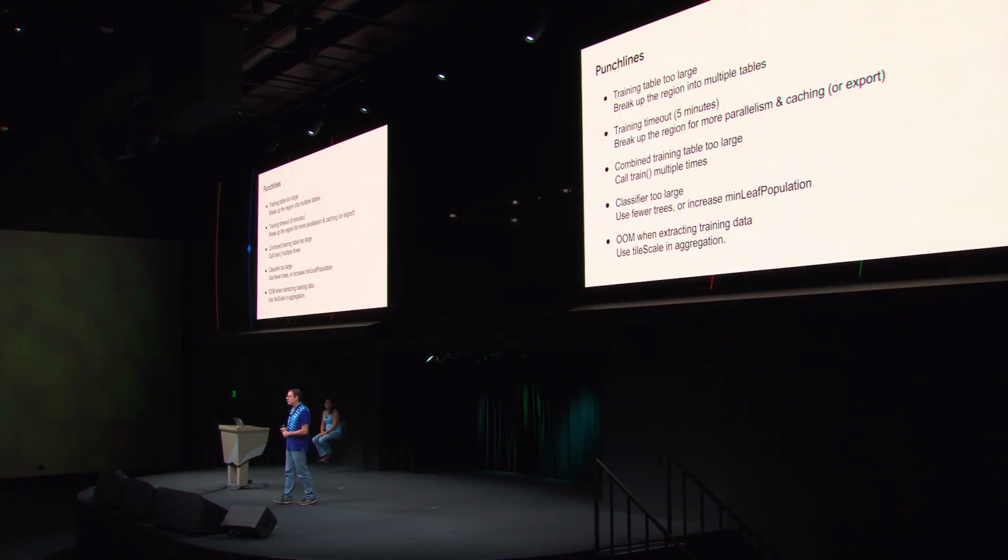If your combined training table is too large, you can call train multiple times. If your classifier is too large, now you've got some problems. Your main solutions here are simply you need to make your classifier smaller by perhaps specifying a smaller number of trees, or specifying for it to stop bifurcating at some limit. And that argument's called min leaf population. In random forest, often it will just keep splitting the forest until you've got one pixel in each bin. And that can end up with a very large tree, which takes a very large amount of memory, which doesn't fit in memory. So min leaf population or fewer trees.